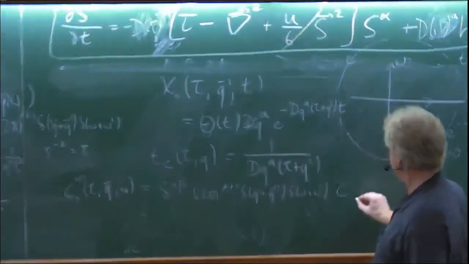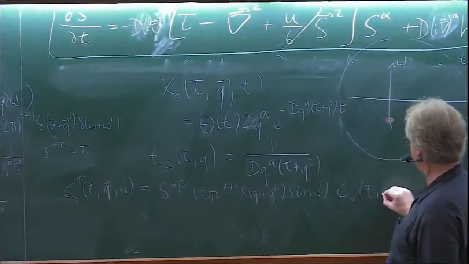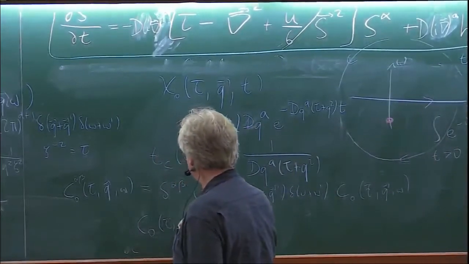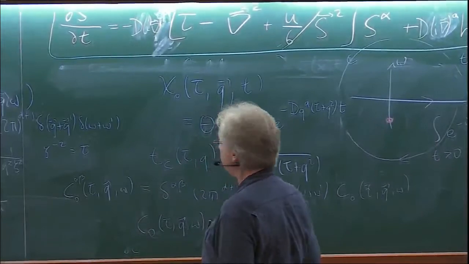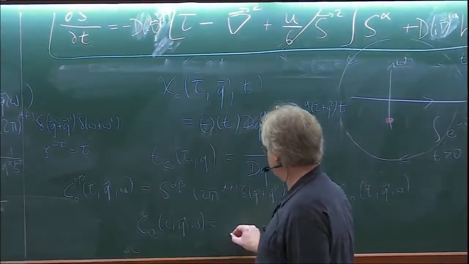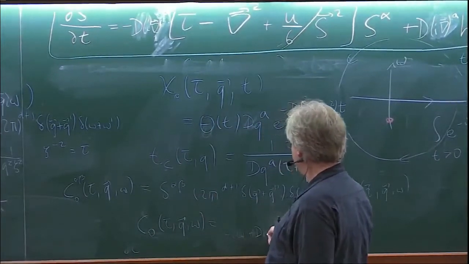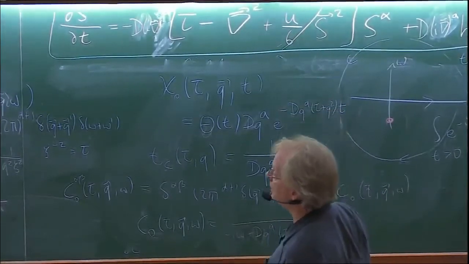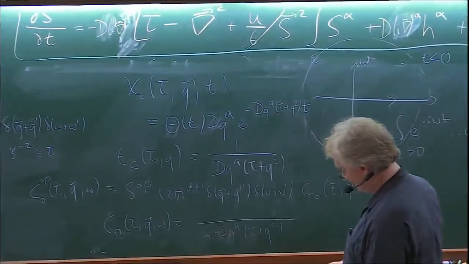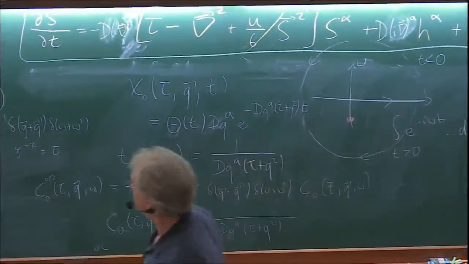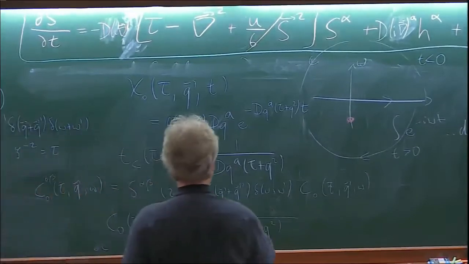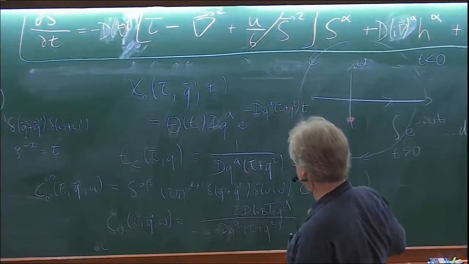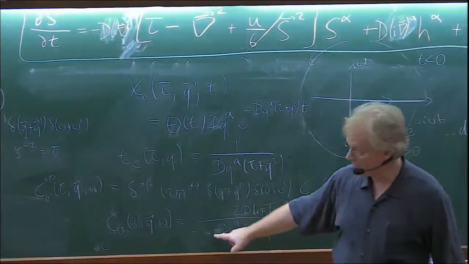And some function C naught of tau, Q, and omega. And that function is just going to be the product of two of these inverse square brackets. So it's going to be minus I omega plus dq to the a tau plus q squared, and another factor like that, and the noise correlation strength in front. So another factor like this with q prime and omega prime.